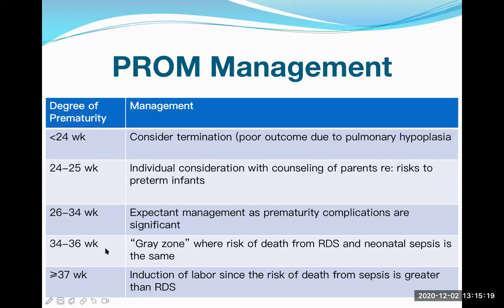From 34 to 36 weeks is called a gray zone, because the risk of death from respiratory distress syndrome and neonatal sepsis is the same here. So if possible, you push it further. If not possible, you can give birth and then take care of the baby. More than 37 weeks, induction of labor is done, since the risk of death from sepsis is greater than respiratory distress syndrome. So you don't delay now. You quickly deliver the baby as soon as possible.